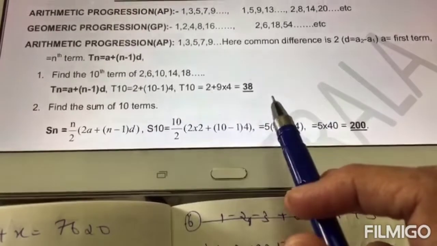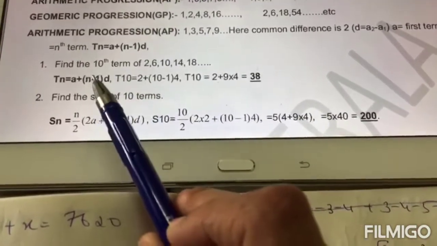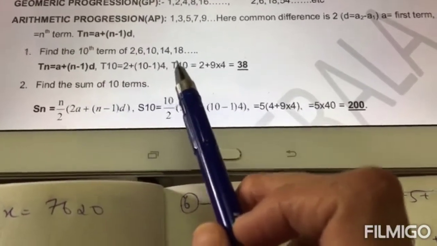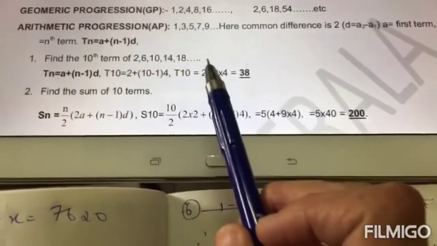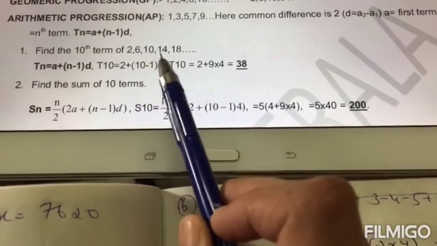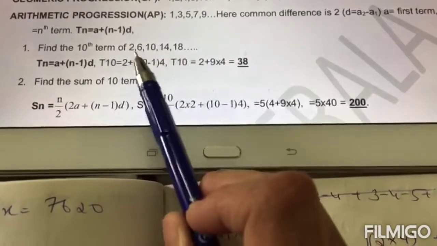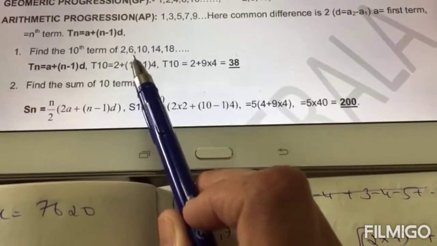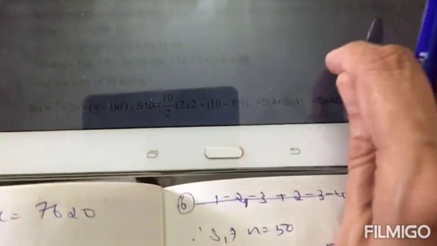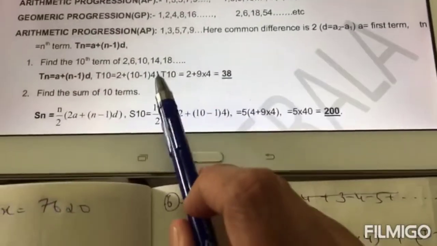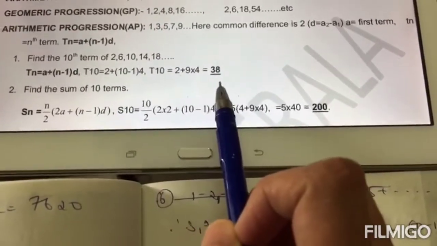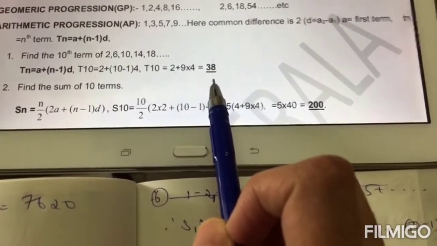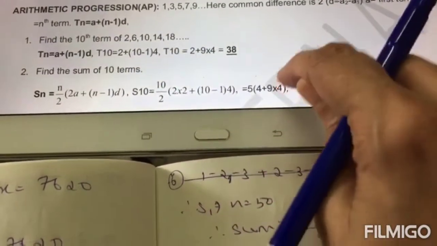Let us start doing the problems. So here, find the 10th term of 2, 6, 10, 14 and 18. First and foremost, please identify whether this is an arithmetic progression. See if the difference between each of the consecutive terms is constant. The difference between 6 and 2 is 4, 10 and 6 is 4, 14 and 10 is 4, and 18 and 14 is also 4. So it is an arithmetic progression. We can use this formula to get the nth term, or the 10th term, as 38.